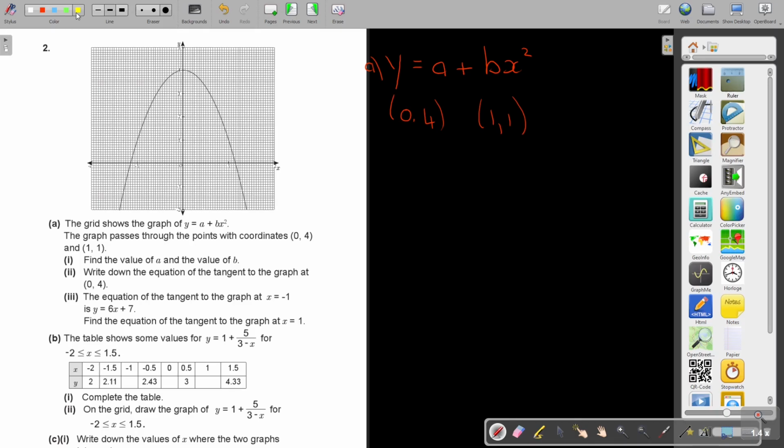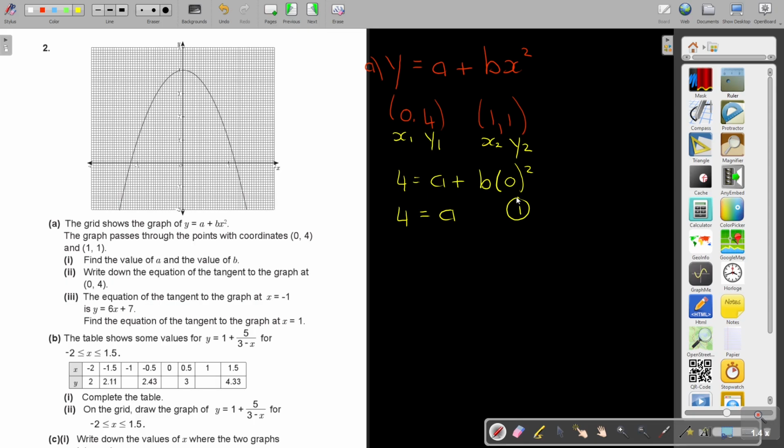So what you do, this is x1, y1, x2, y2. Now, you're going to substitute it there. In the place of y, you're going to put 4. And then a, and then b, and in the place of x, you're going to put 0. And this is going to be equation 1. So it's going to be 4 equals a, just because this is 0 times b. So I already know that a is going to be 4.